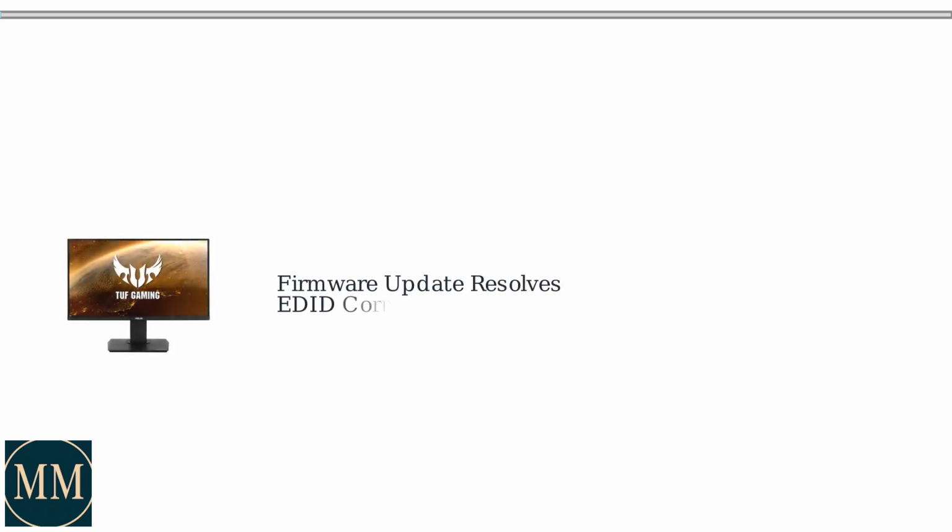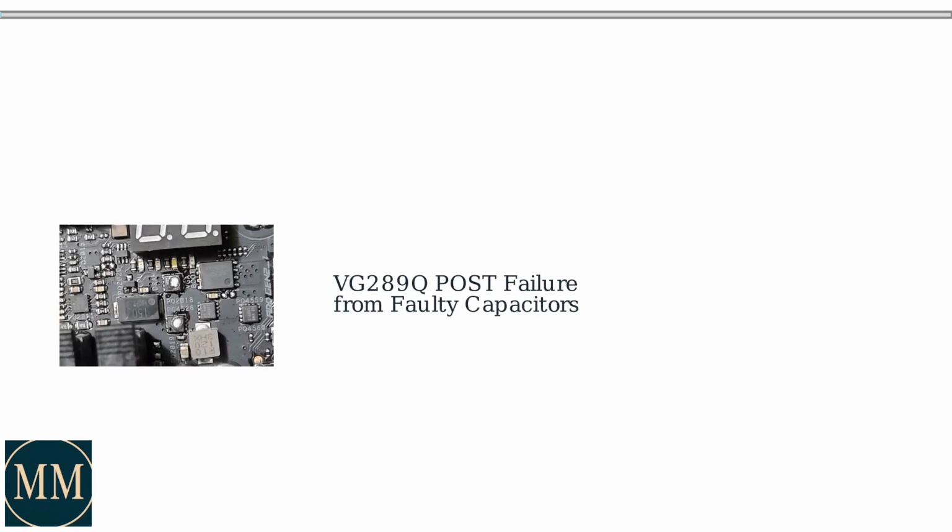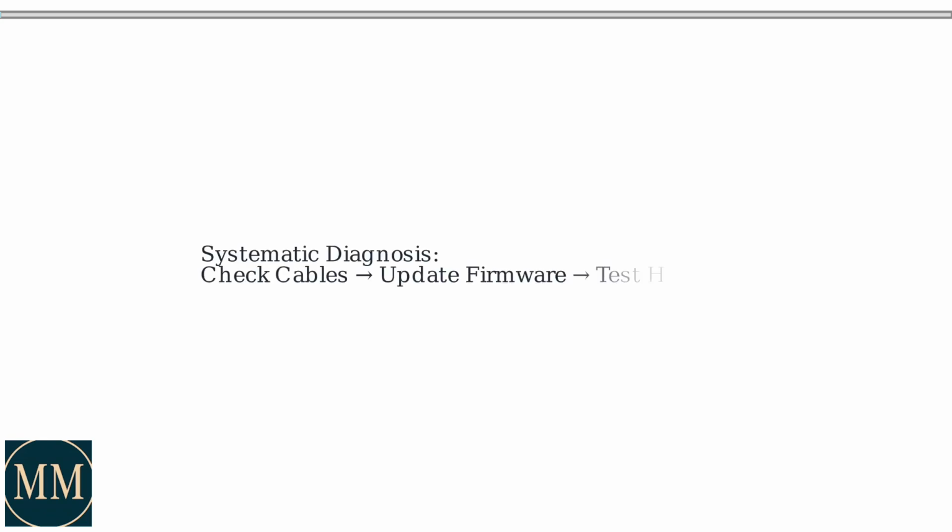Many users have resolved no display issues by updating firmware to address EDID corruption. A damaged HDMI cable can prevent signal transmission even if it looks fine from the outside. Some VG289Q models have had POST failures due to faulty internal capacitors, requiring warranty replacement. Diagnose the issue with a systematic approach.